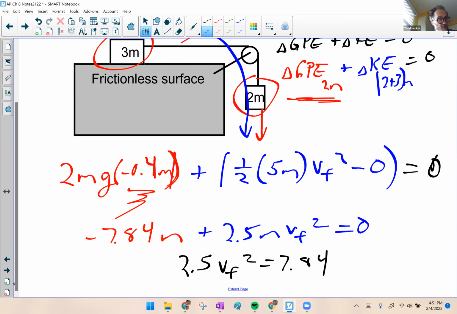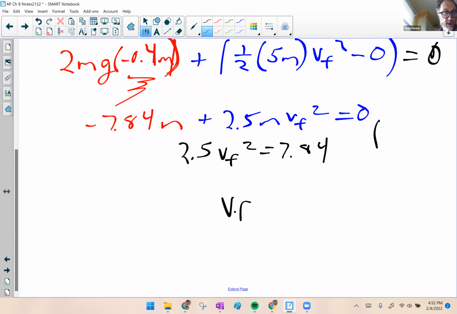7.84 divided by 2.5. So we get Vf squared equals 3.136. Take the square root of both sides, and you get Vf is 1.77 meters per second.